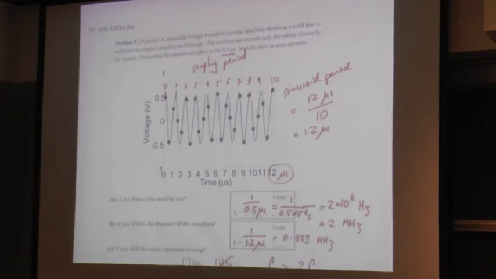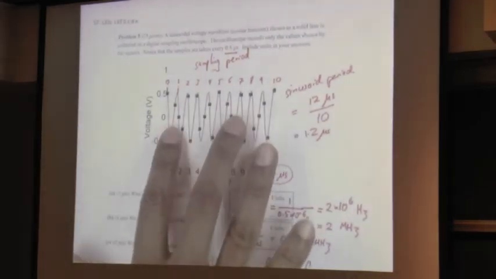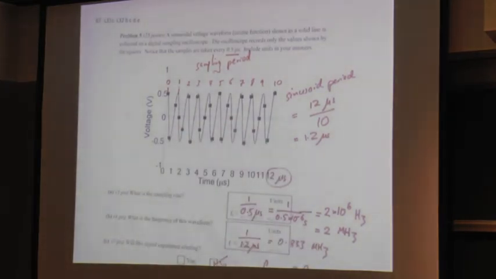The way that the reconstruction works in the D to A is that it picks the lowest frequency that makes sense, which is the one that's drawn, right? So that's why all the other ones are set to alias onto this one.